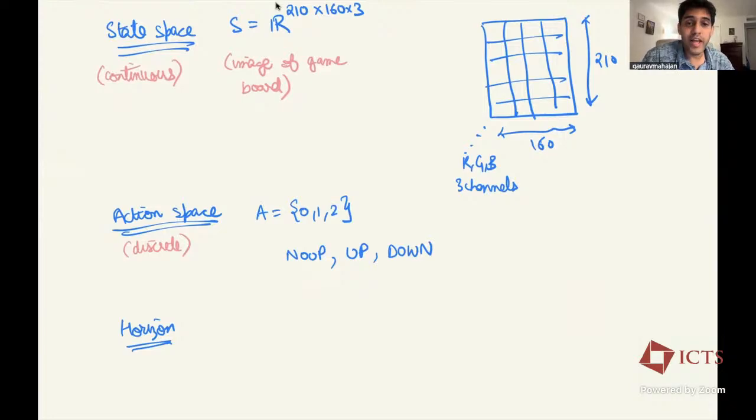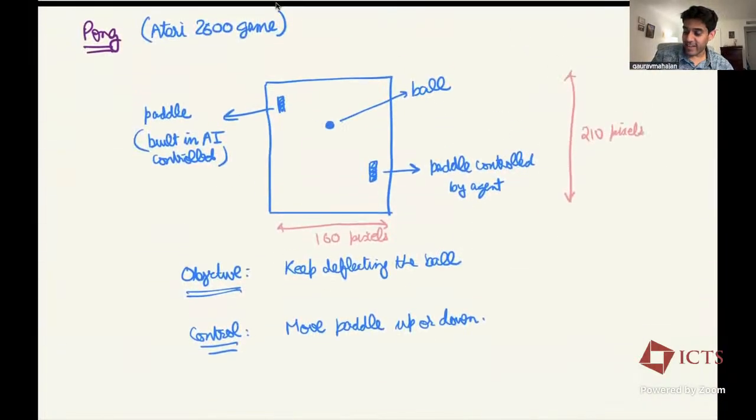We can do just white and black. I see. So that would reduce the space from 160 cross 210 cross 3 to 210 cross 160 cross 2, right? So is there a significance to the RGB? Oh, yes. So it's these.